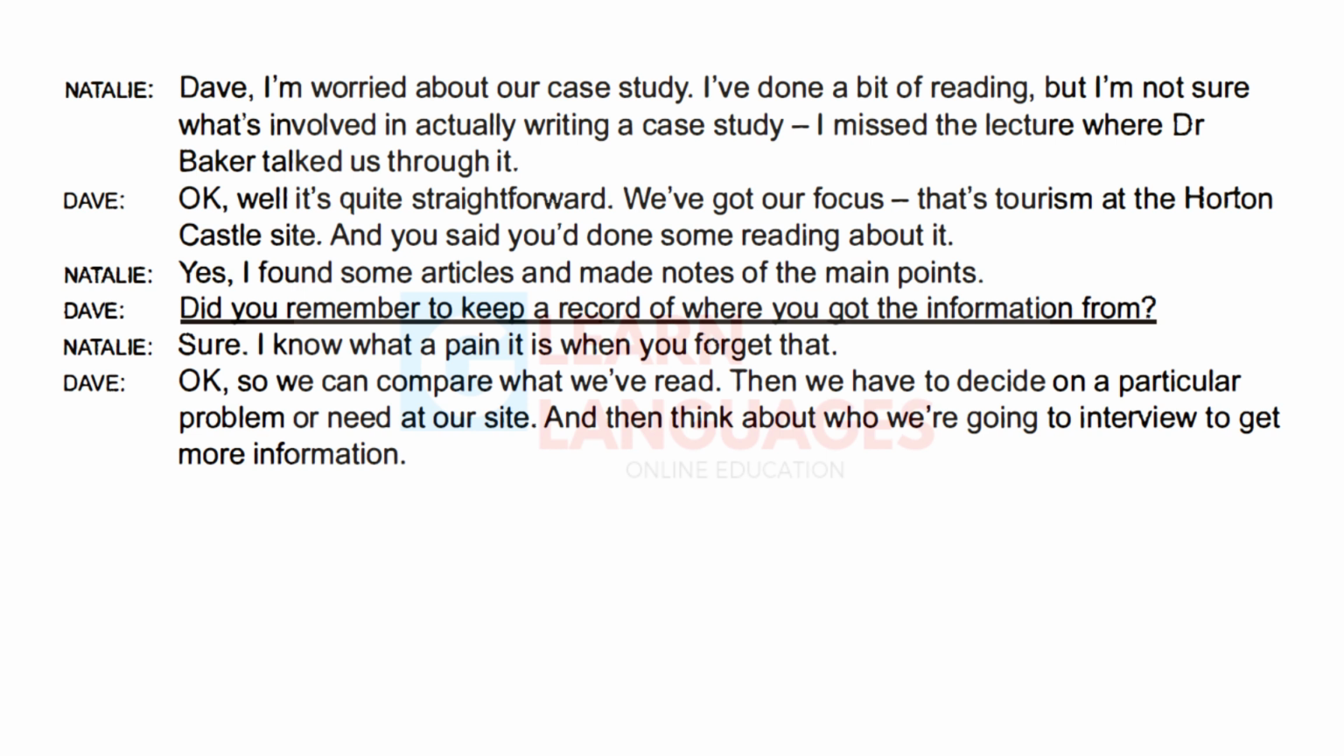We've got our focus. That's tourism at the Horton Castle site. And you said you'd done some reading about it? Yes, I found some articles and made notes of the main points. Did you remember to keep a record of where you got the information from? Sure, I know what a pain it is when you forget that. OK, so we can compare what we've read. Then we have to decide on a particular problem or need at our site. And then think about who we're going to interview to get more information.